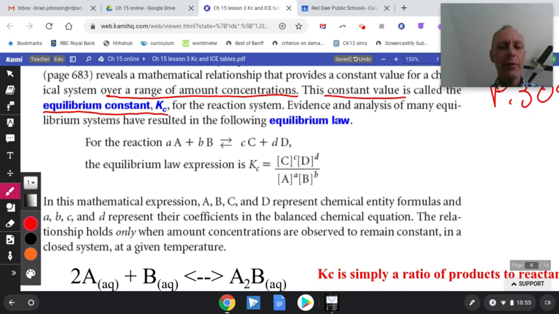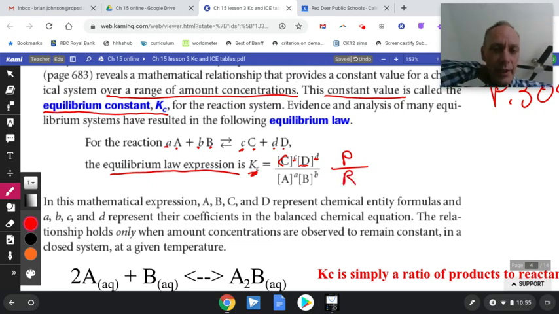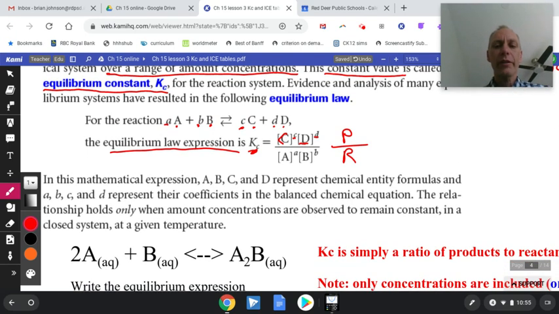So if you had a chemical reaction with lowercase a moles of chemical A, b moles of chemical B, c moles of chemical C, and d moles of chemical D, this is what the equilibrium law expression would look like. The equilibrium constant is equal to chemical C to the exponent of its number of moles, chemical D to the exponent of its moles, and what this means is products on top and reactants on the bottom. So that's your first key idea. When you're writing out these equilibrium law expressions, you always put the products on top, reactants on the bottom.